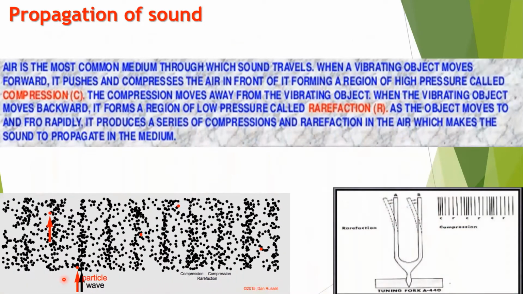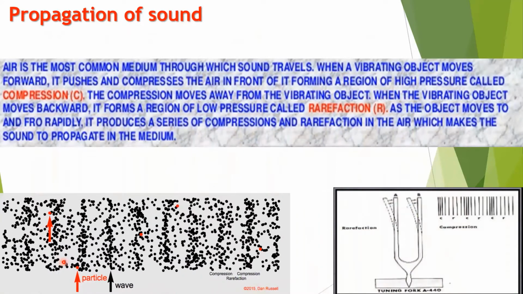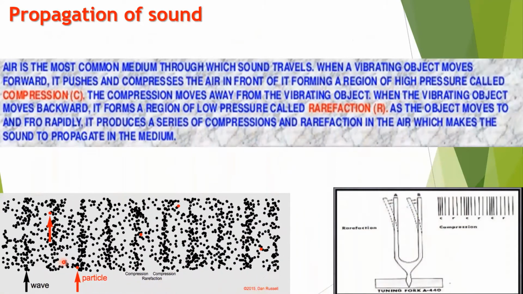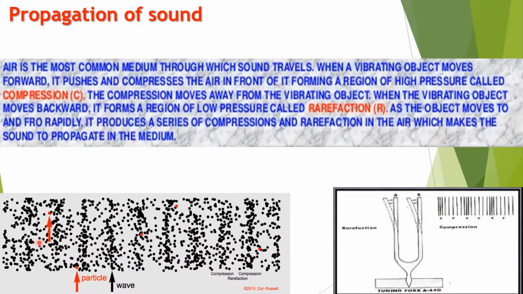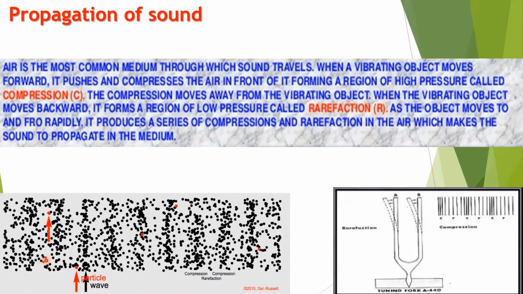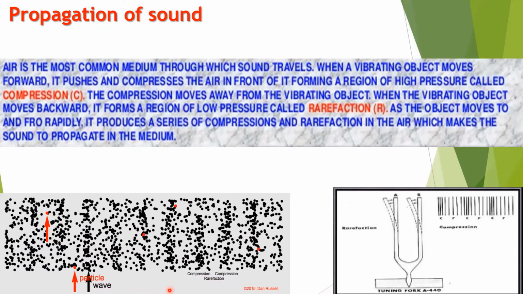Here we see that the object moves forward and then it pushes and compresses the air in front. As you can see here, it pushes and compresses the air in front. And then what happens? It forms a region of high pressure. Let us look at this. See, this is the region of high pressure, which is called compression. The compression moves away from the vibrating object.